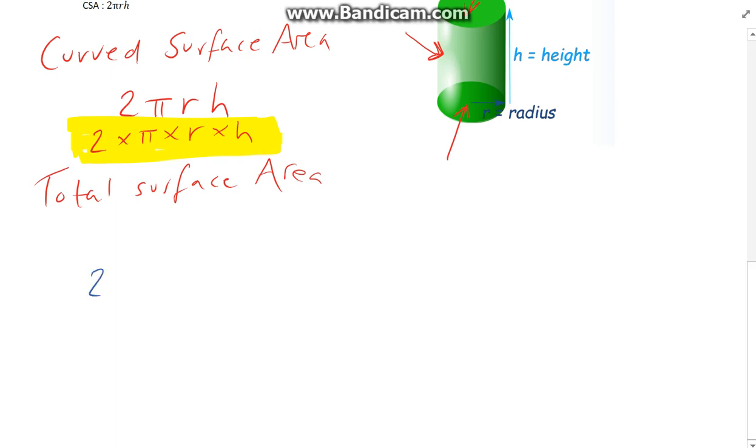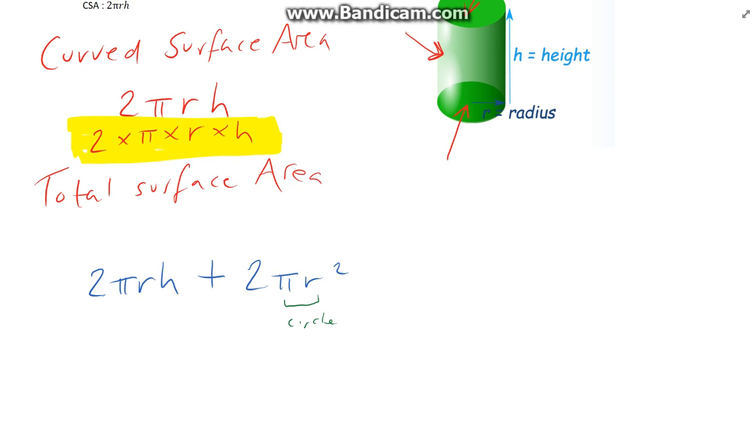It's going to be our 2 pi r h plus, and the 2 pi r h represents the curved part, so the cylindrical part of our Pringles, plus 2 pi r squared, because we know pi r squared is a circle. So the fact that there's 2 represents the lid, and the second one represents the base. And that's your formula for total surface area.